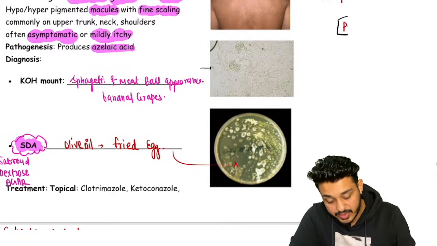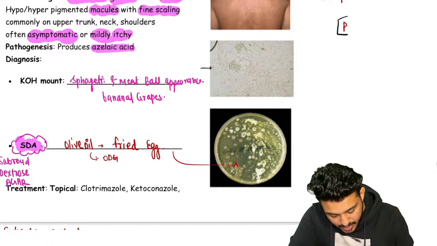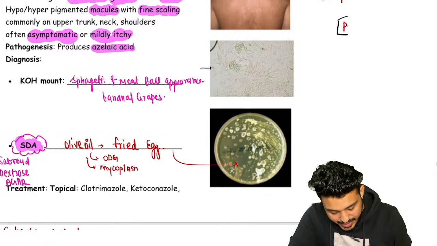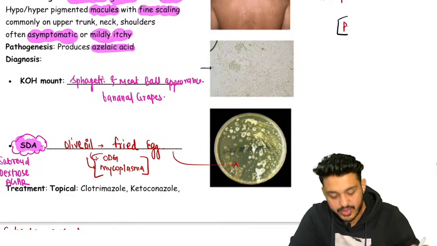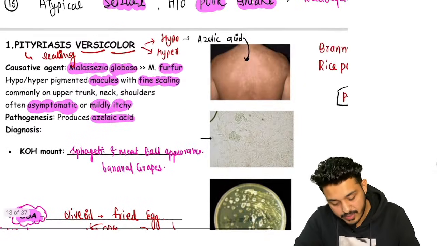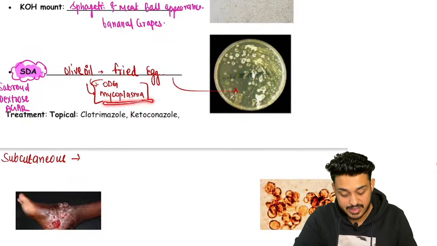And this fried egg, I told you about in two places also. You can recall again, oligodendroglioma and mycoplasma also have fried egg colonies. This is a simple understanding. Fried egg, three things should be in your mind: one is pityriasis versicolor, second is oligodendroglioma, third is mycoplasma.